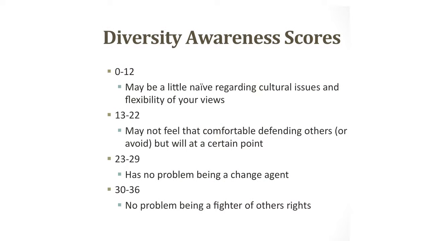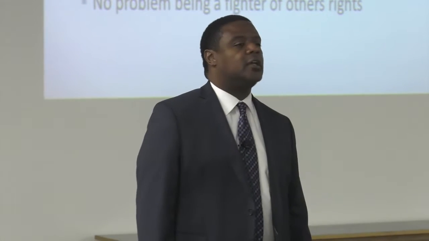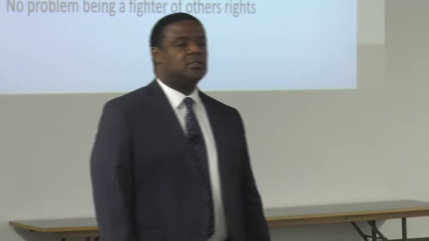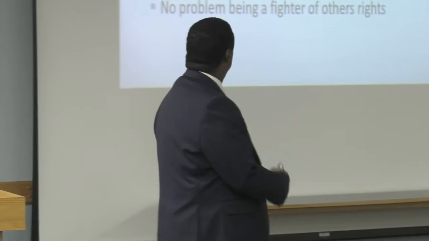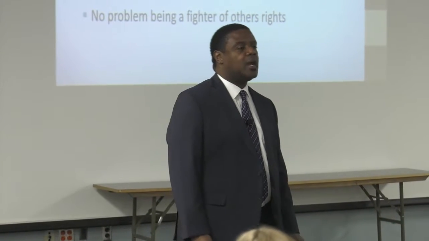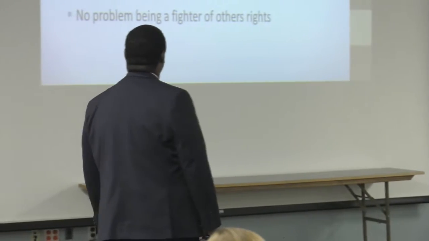This is what you're looking at when it comes to the awareness of these scores. If your scores are 0 to 12, it's saying you may be a little naive when it comes to cultural issues and flexibility of views. Meaning if you have a diverse workforce, and we'll get into religion, we'll get into LGBTQ, we'll get into disability and race, you may be a little naive when it comes to someone coming to you saying those guys aren't treating me right, or they're picking on me because of my dress or because of my culture and various things.